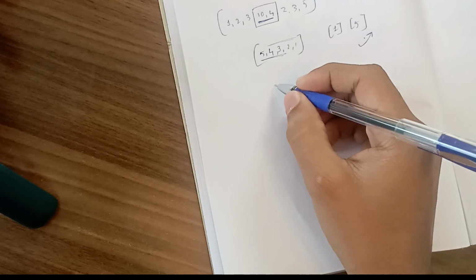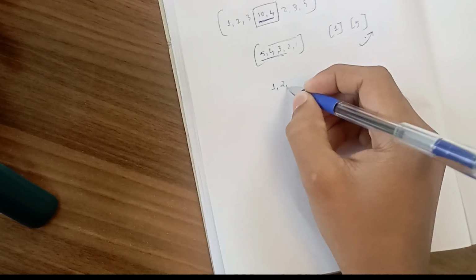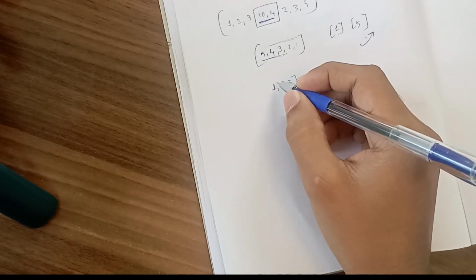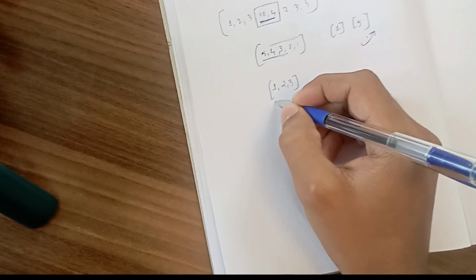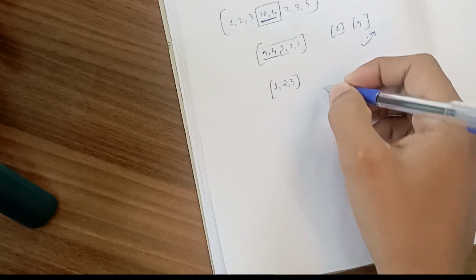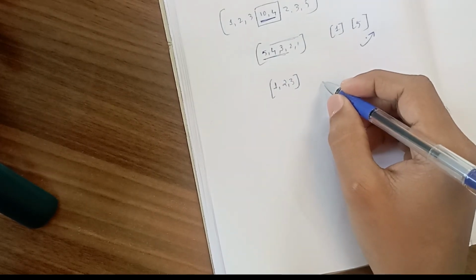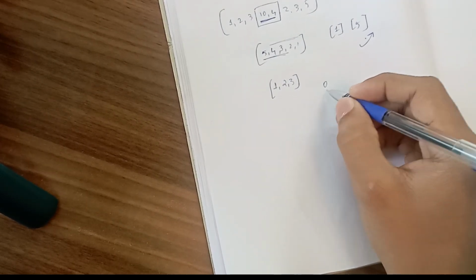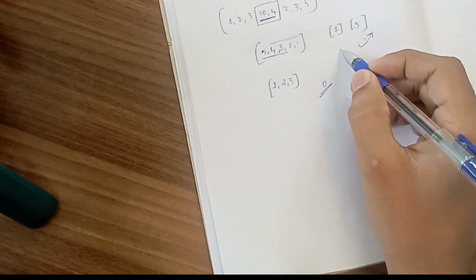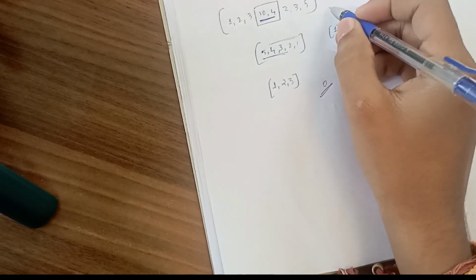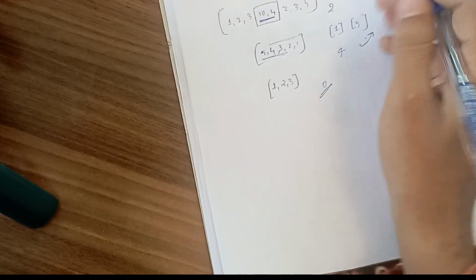We are also given another array which is already sorted: 1, 2, 3. So there is no need to remove any element, so we make the output 0. In the first example, we gave the output as 2.